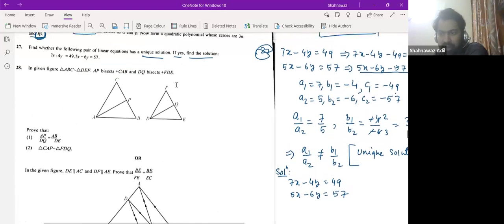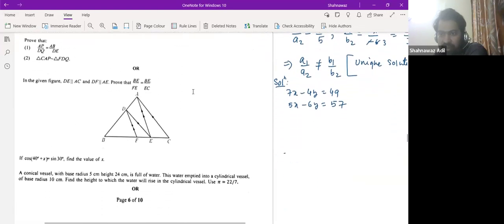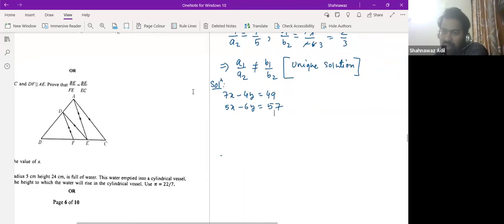Yes. So I don't think it's possible to use the elimination method here. Elimination, substitution. We can use any method, right? But elimination would be simpler, right? So yeah, and this one is okay.